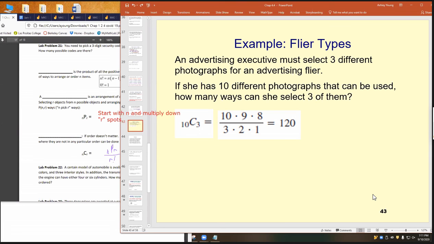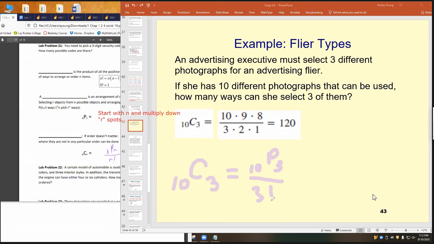Great, thank you. So let's assume that the order of the photographs doesn't matter. They just need to be in the flyer or not. No big deal. So order does not matter. So this is going to be 10 items, and I'm going to choose 3 of them, since order doesn't matter. And like I said before, that's going to be 10p3 over 3 factorial.